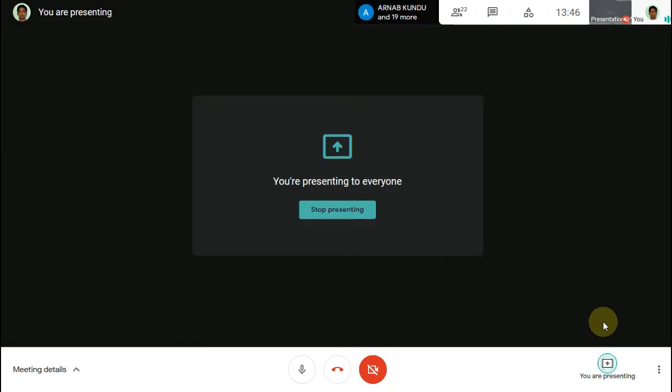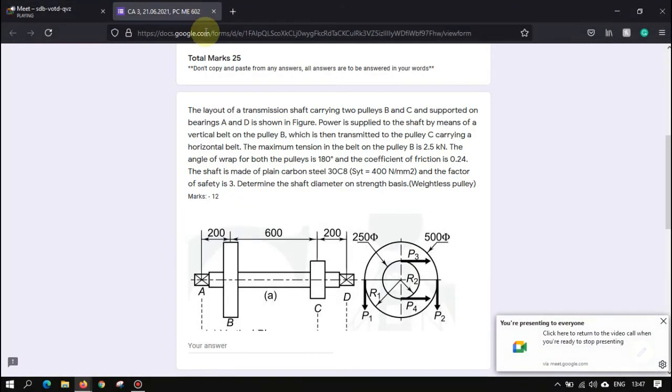Let me show you from where I got this, that it needs to be 2.5. See, the maximum tension on the belt is 2.5 kilonewton. Is it clear? So from there only I got that it needs to be 2.5 kilonewton.